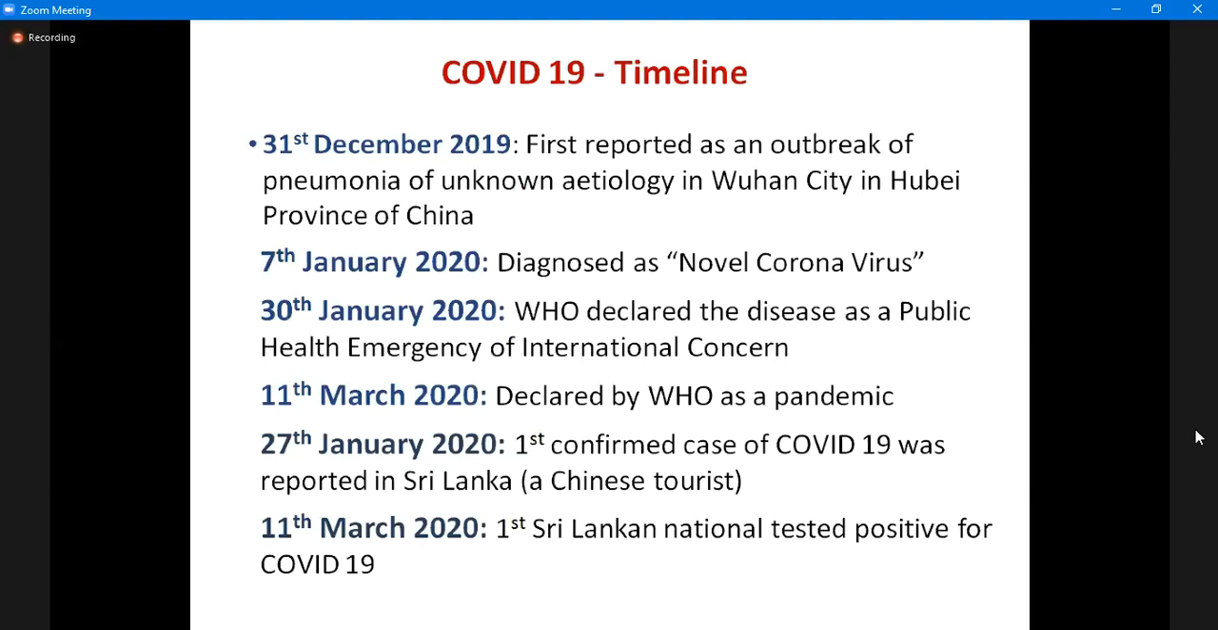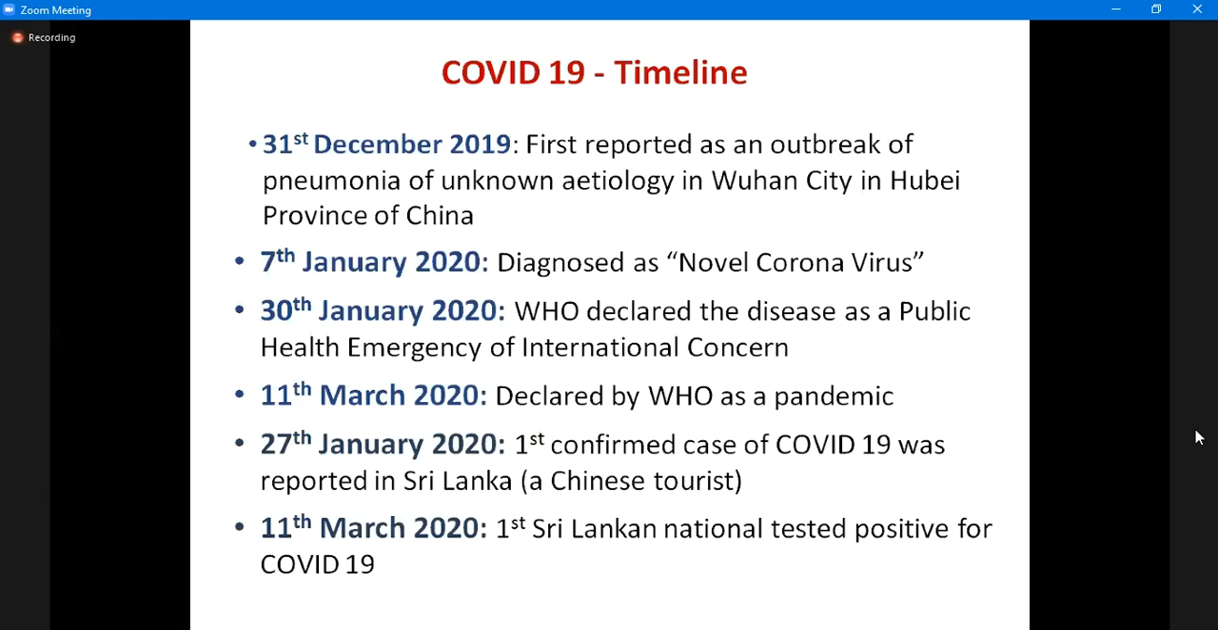If you just look at the timeline of the COVID-19 infection, it was first officially reported on 31st December 2019 as an outbreak of pneumonia of unknown etiology in Wuhan city in Hubei province of China. We all know that. And by 7th January 2020, it was diagnosed as novel coronavirus. And on 30th January 2020, World Health Organization declared the disease as a public health emergency of international concern. And on 11th March, it was declared as a pandemic, which is a worldwide epidemic.